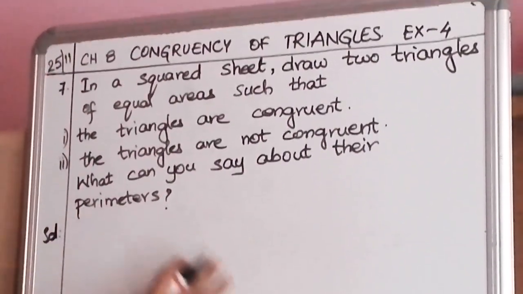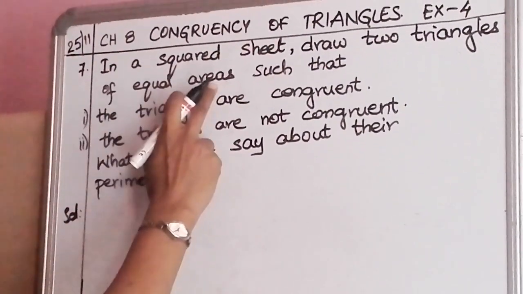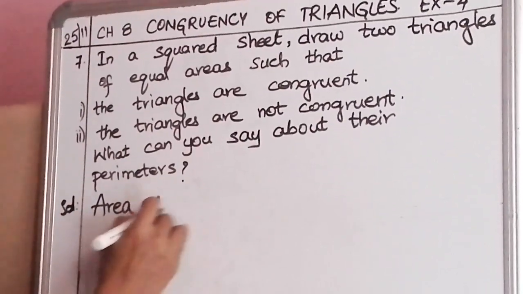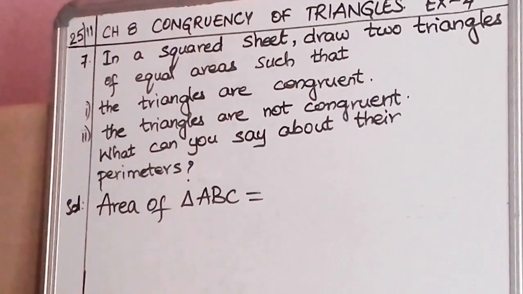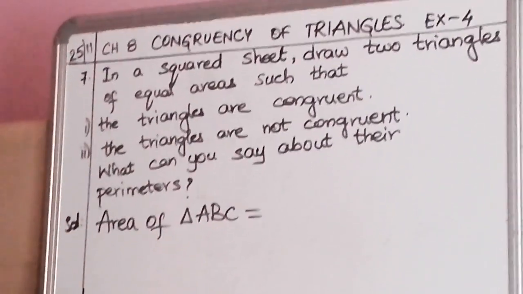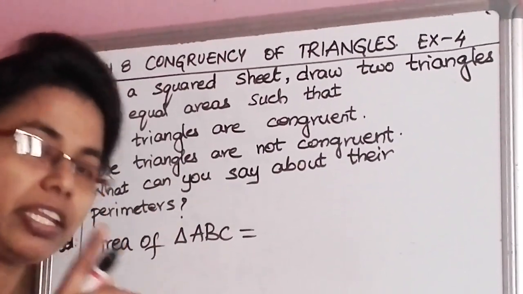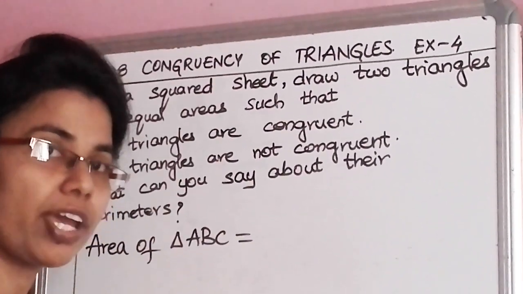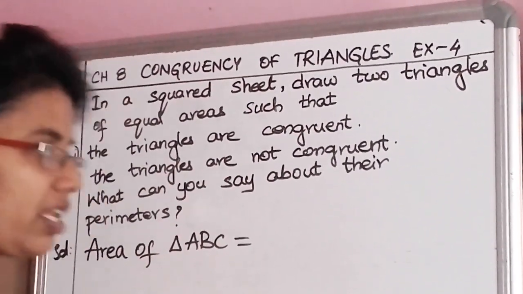Okay. Now first thing you have to draw, I have shown you in the graph paper, equal area. So let's find out the area of triangle ABC. How to find out the area of triangle ABC on a squared sheet is, first you have to count the number of full squares, then count the number of half squares, then the number of more than half squares, then the number of less than half squares, and then find out the area.